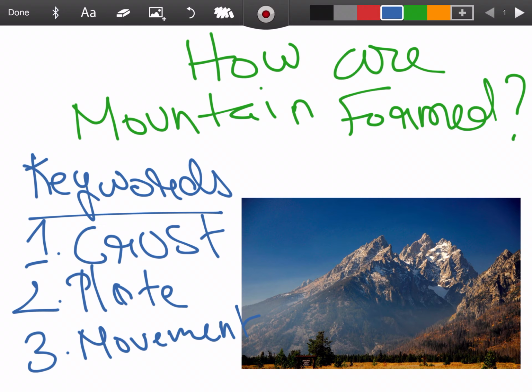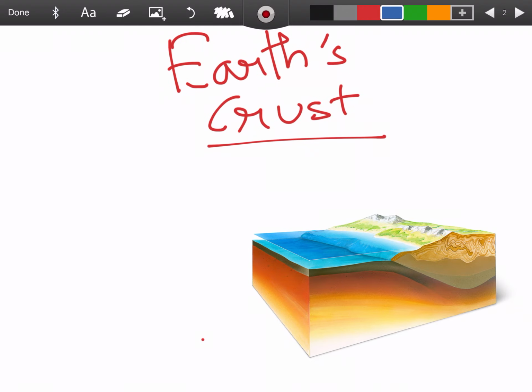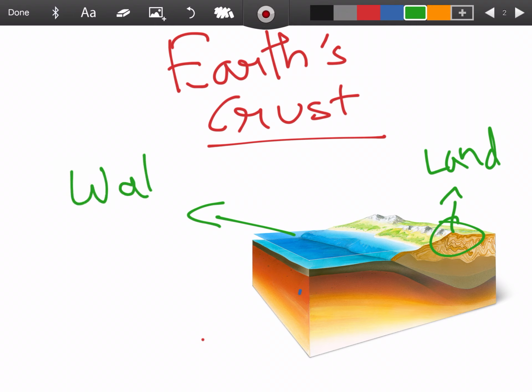So let's start learning. Our first chapter is the Earth's crust. I am going to explain using this image. Over here there is a landscape. This is the land part. And then this is the water, which is basically liquid, which we drink and we use.